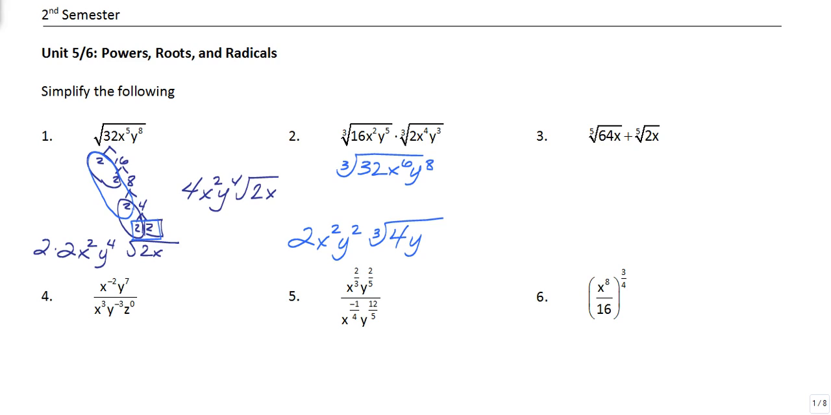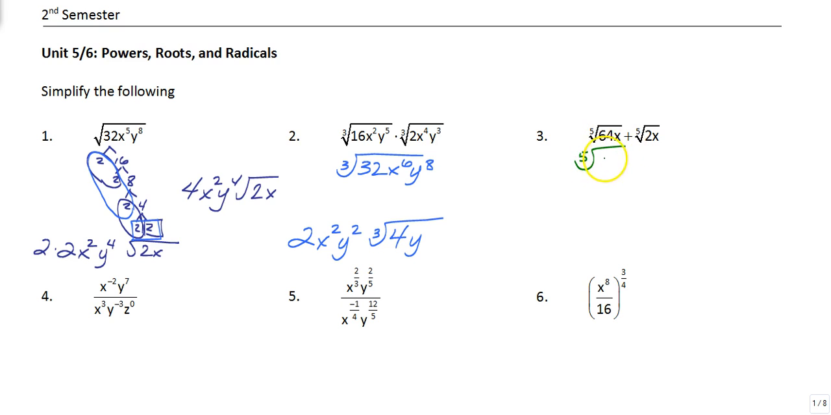Number 3, it looks like we can't do this because remember, when we add radicals, the inside of the radical must be identical. We cannot call this 66x on the inside of a 5th root. So what you need to do is first see if we can break anything down. Now this 64 can be broken all the way down using the factor tree, but I'm going to show you yet another way to simplify numbers.